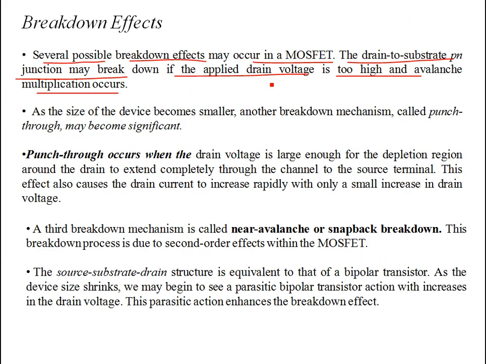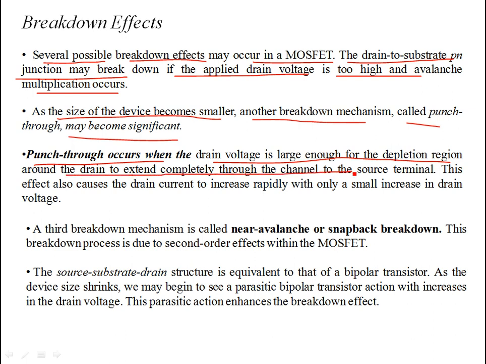As the size of the device becomes smaller, for smaller channel devices, another breakdown mechanism is called punch through, which might become significant for small channel or small geometrical sizes of MOSFETs. A punch through occurs when the drain voltage is large enough for the depletion region around the drain to extend completely through the channel and to the source terminal. This effect also causes the drain current to increase rapidly with only a small increase in the drain voltage.